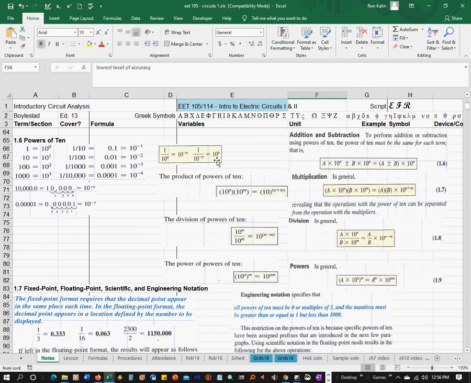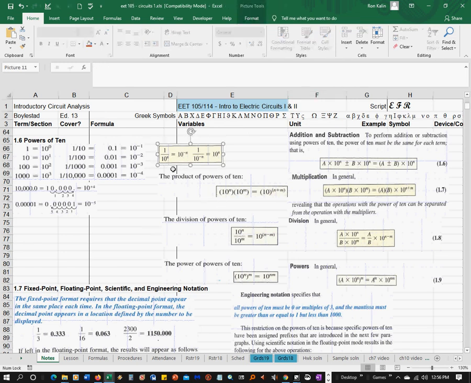So this is the general formula for division of powers of 10. 1 over 10 to the n power equals 10 to the minus n power, and 1 over 10 to the minus n equals 10 to the positive n.